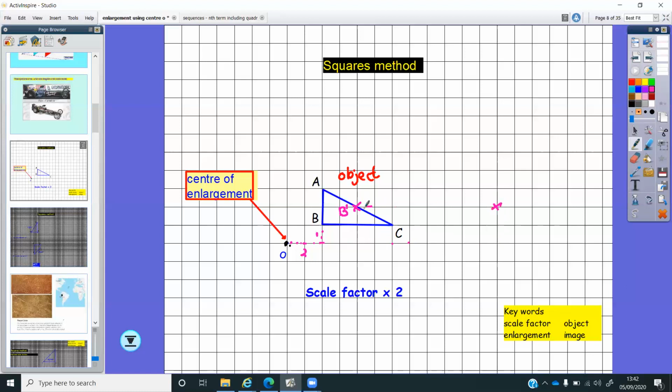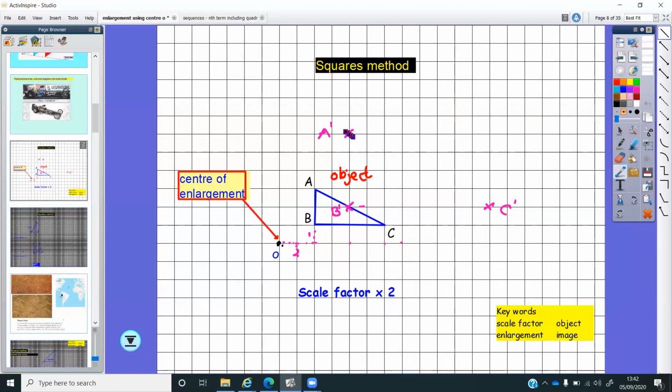Okay, so you can repeat this. And for A, it's going to be 2 across and 3 up. So we're going to go 4 across and 6 up. So 1, 2, 3, 4, 1, 2, 3, 4, 5, 6. And there we are. Make sure we do our labeling. Now, when I'm looking at the squares method, it's the same approach every single time. Okay, so what we've got now, you can join it up. And what you're getting is an enlargement. Now you can check, do the side lengths happen to be twice as large as the original side length?